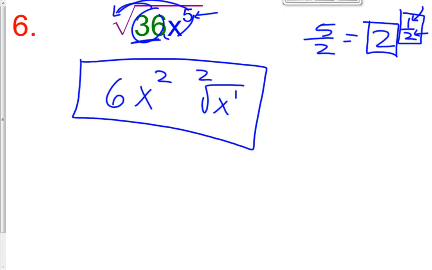And Excel math will never have this index written there because we always assume that the index is 2. So my answer is 6x squared times the square root of x. And again, Excel math won't have this 1 there because it's always understood that that exponent is 1. So 6x squared square root x. That's my answer for problem number 6. That might be a little difficult. I think it'll get easier and easier the more we work with it.